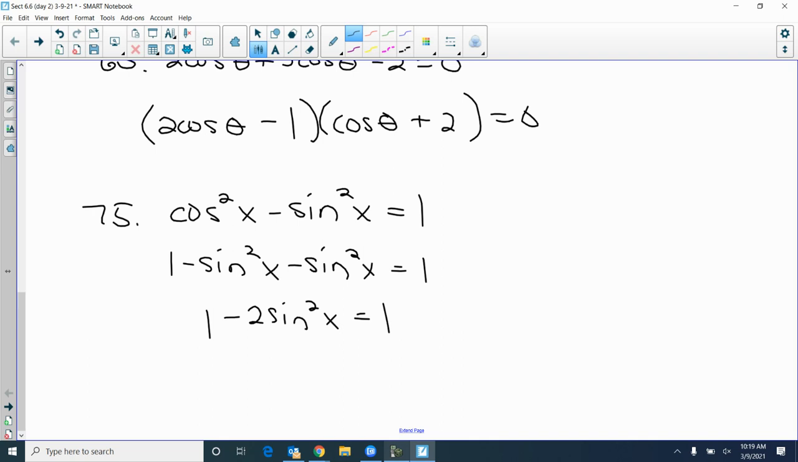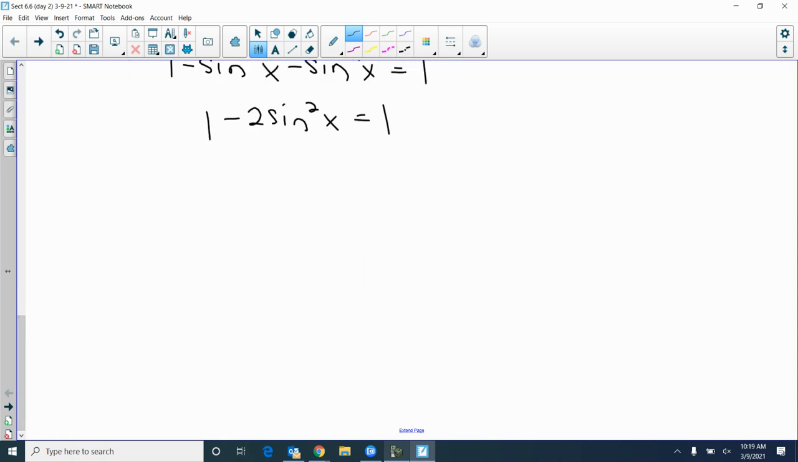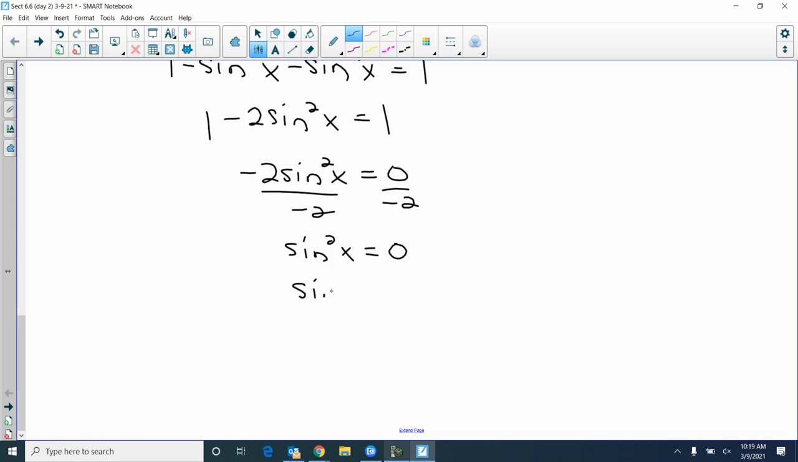Because this doesn't work out typically how you expect it to work out. What can I do here? As you take a look at that one, Jacob? Subtract the 1 over. Subtract the 1 over, but what does that give me? I agree with you, but it gives me what? 2 sine squared x equals 0. Yep, equals 0. I'm going to divide by -2. You can do that. So we get sine squared x equals 0. And then take your square root, square root of 0 is 0. So I just get sine of x equals 0.